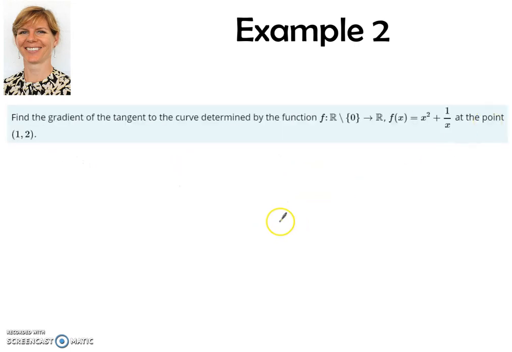Alright, slightly different form of a question here, so find the gradient of the tangent determined by this function at the point (1, 2), so that means where x equals 1. Okay, so it's just asking for the same thing. Find the derivative and then substitute in the value of x equals 1.